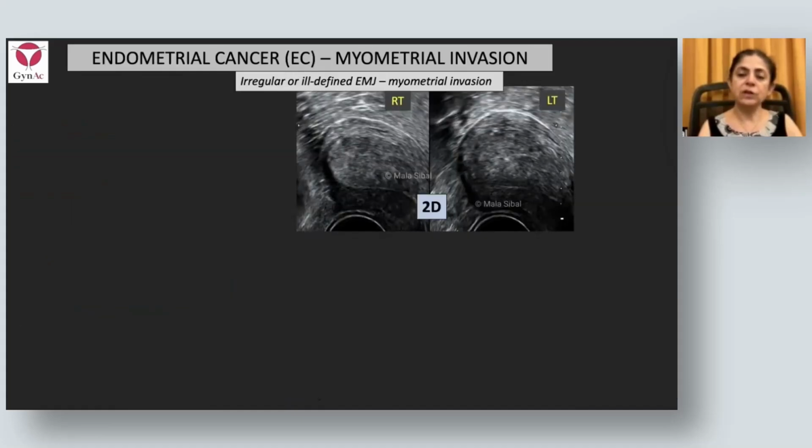Now, moving on to evaluating myometrial invasion on ultrasound, this is typically seen as an irregular or an ill-defined endomyometrial junction.